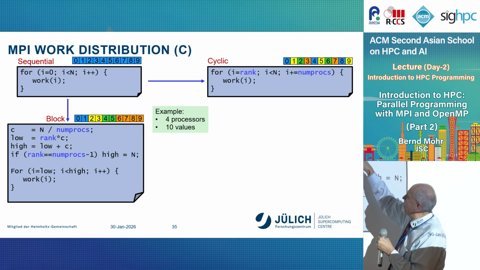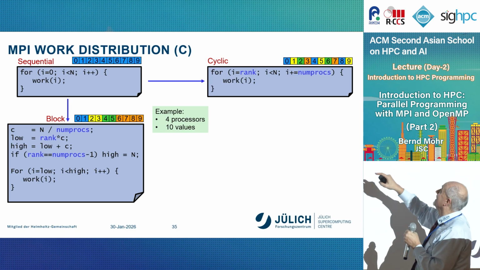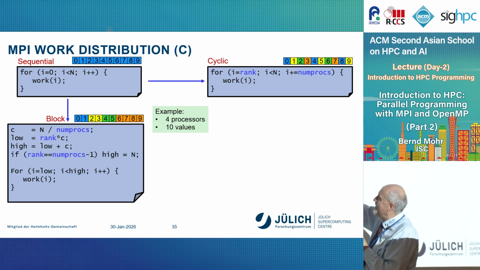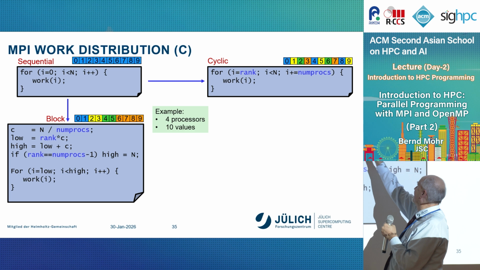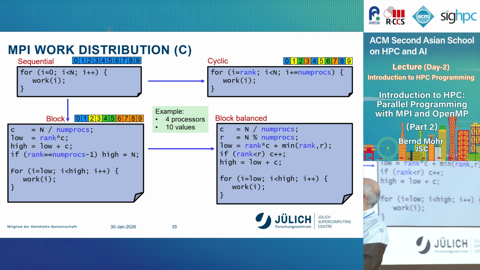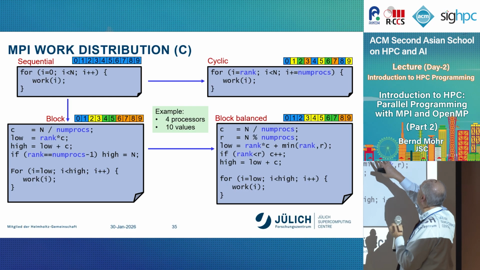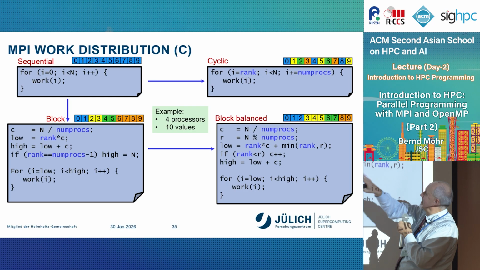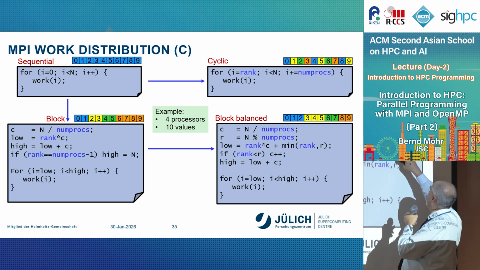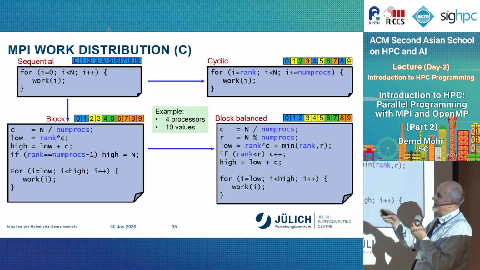And this is how you have to write the loop to get a distribution like this. It is very simple. You just change the beginning and the increment, and you have to calculate the block size and things like that. So here is quite an imbalance. The next thing is called block balanced, which means I try to do blocks of almost equal size. So you get 3, and the others get 2 and 2. And this is how you have to write it.